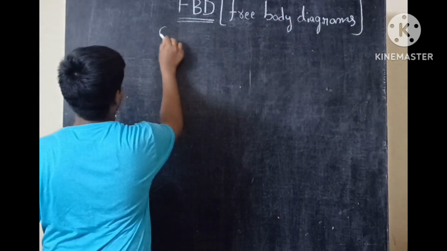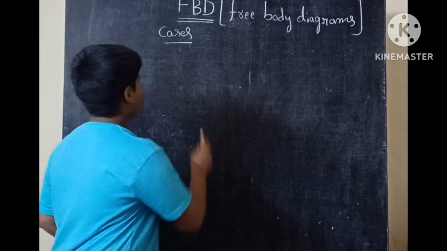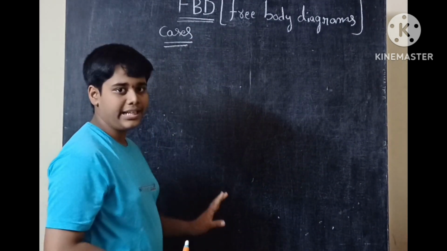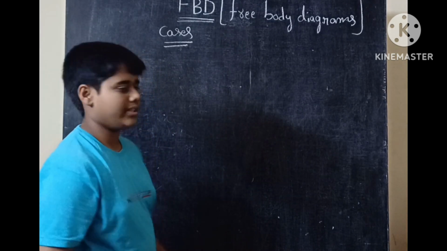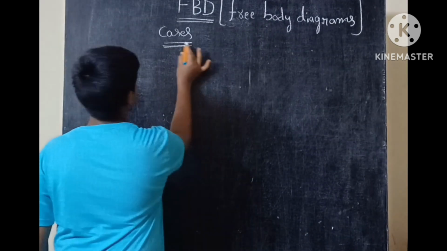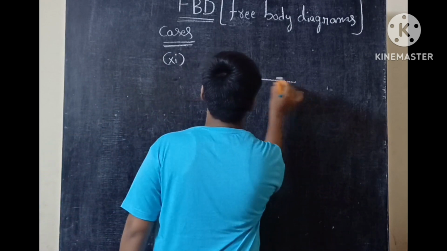Today I will explain the continuation of FBD, free body diagrams. We have discussed the apparent weight and the FBDs of 3 and 2 bodies along a horizontal plane. Okay, so I will explain the case again.